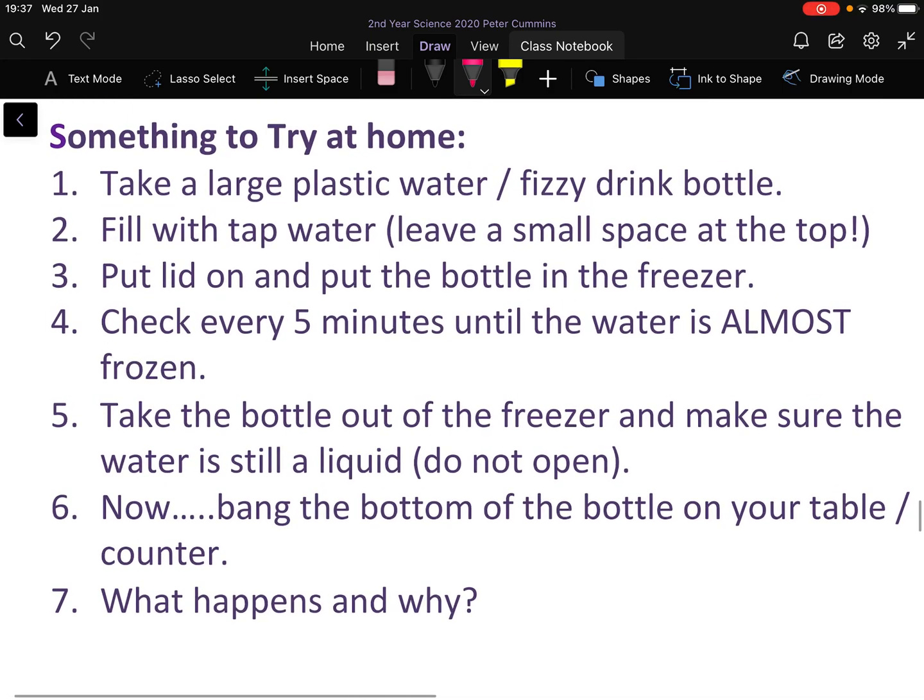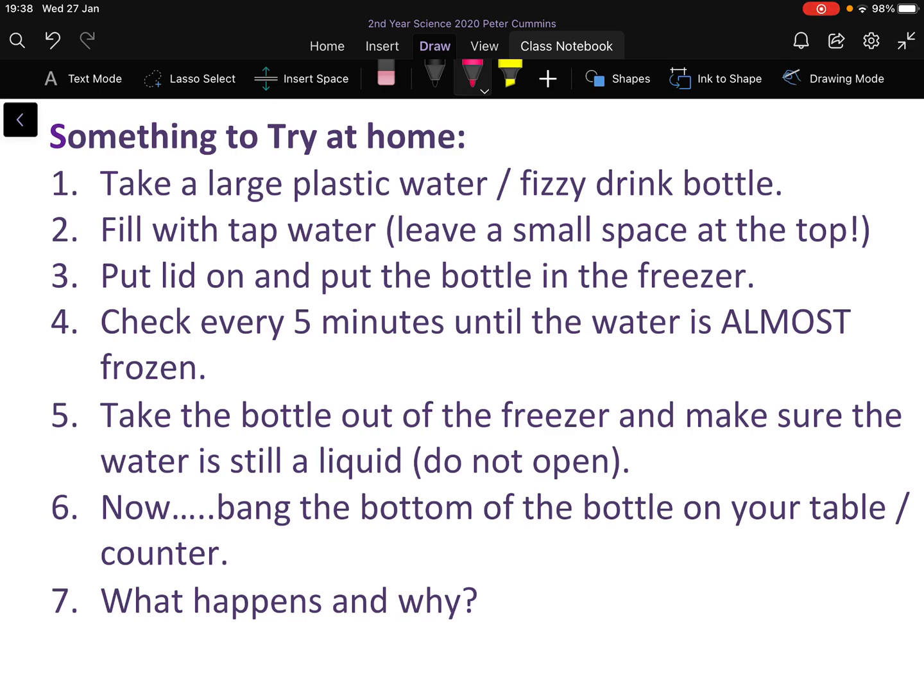Now, we're going to go on to Adam in a second. This is just something for you to have a look at, give it a shot at home. Bit of a party piece. Someone asked for an experiment to do at home. This is one that I saw on TikTok. Someone showed me this the other day.